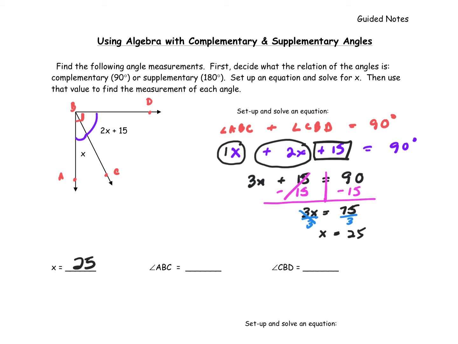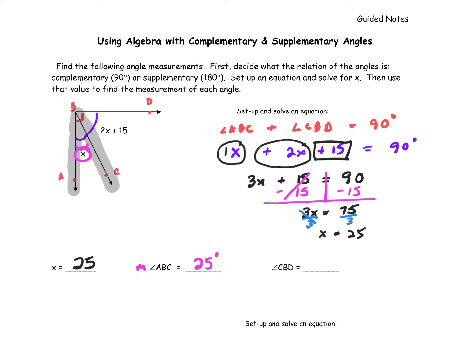So let's go back up to our angles. If I trace A to B to C, what they have is just x, and we already know that x is 25, so this must be 25 degrees. And we'll put the measurement of angle ABC is 25 degrees.